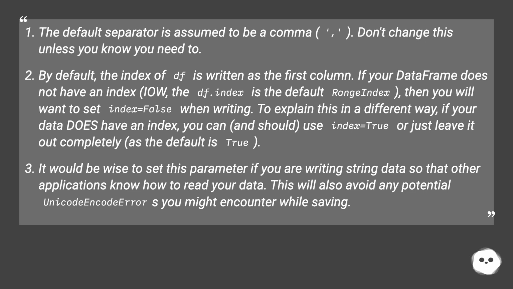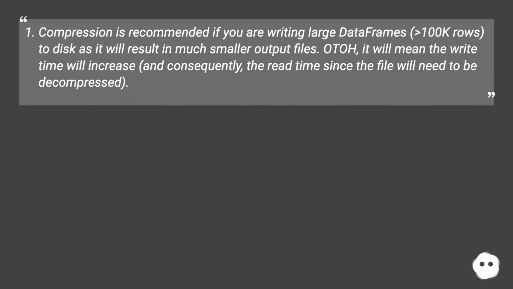It would be wise to set this parameter if you are writing string data so that other applications know how to read your data. This will also avoid any potential unicode encode errors you might encounter while saving. Compression is recommended if you are writing large data frames, greater than 100k rows, to disk as it will result in much smaller output files. Auto. It will mean the write time will increase, and consequently, their read time since the file will need to be decompressed.